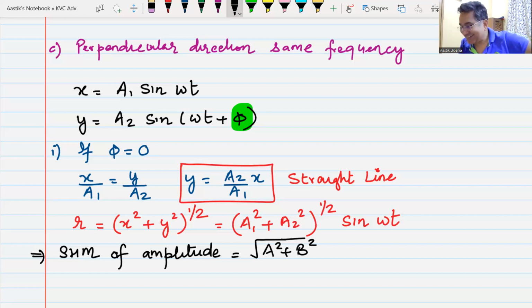Nice, na? Great, na? See, life is so good. Now two SHMs add and become again SHM in a straight line. That is the beauty of it. And these two SHMs are at 90 degrees.